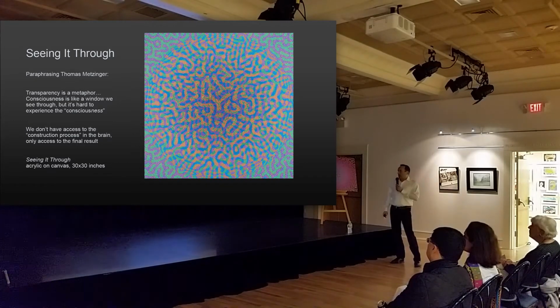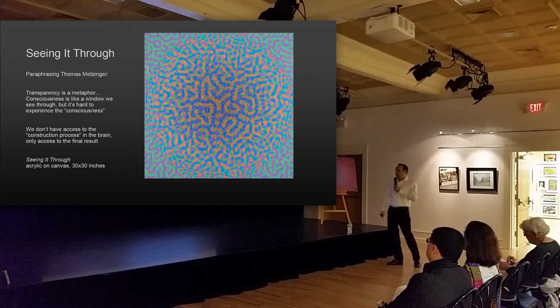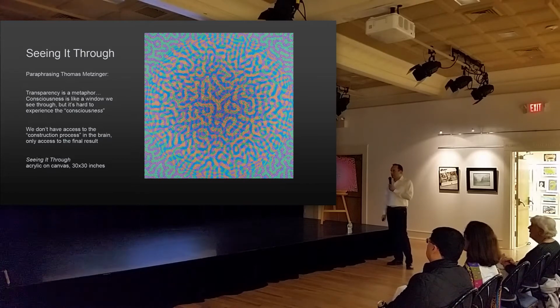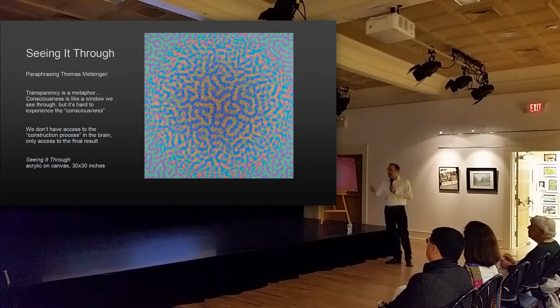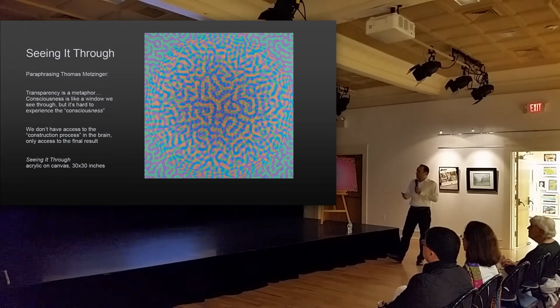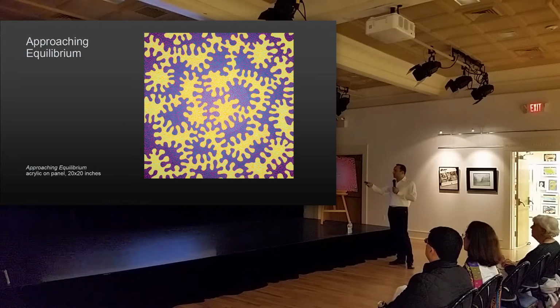In the painting, Seeing It Through is another Turing pattern where you can see I did a number of distortions to the Turing pattern to change the scale of different parts of the painting. I was reading the philosopher Thomas Metzinger, who suggests that consciousness is like a window we see through, but it's hard to experience the consciousness. We don't have access to the construction process in the brain, only the final result. So for this piece, I have some metallic paints and this sort of Vasarely almost type distortion, like a tunnel effect of how we see through our processes to see the world.